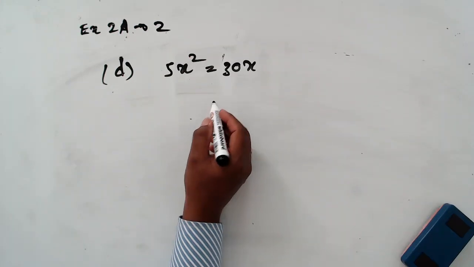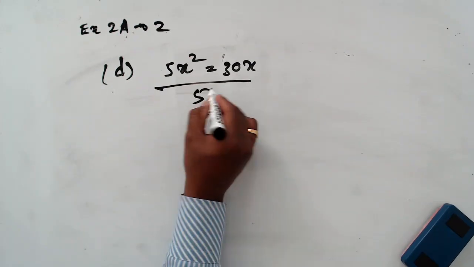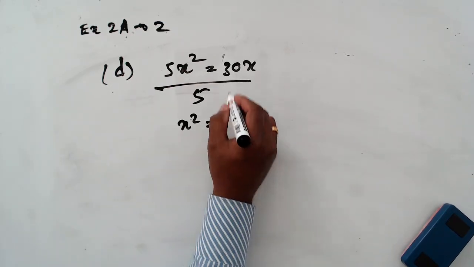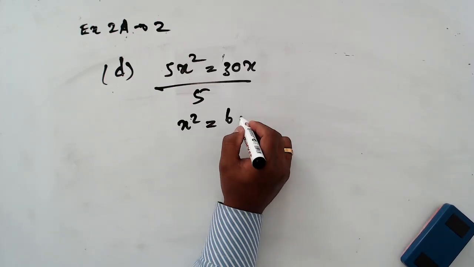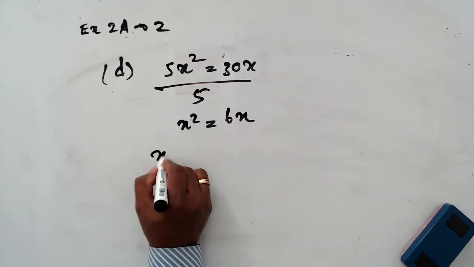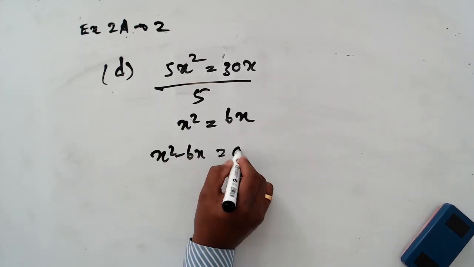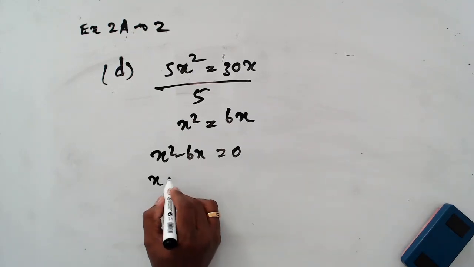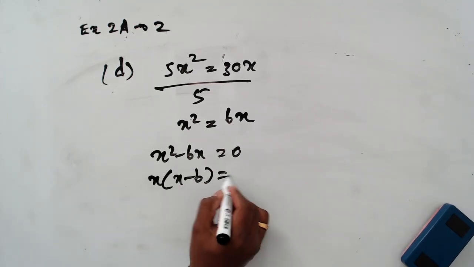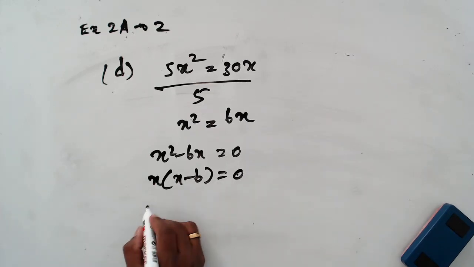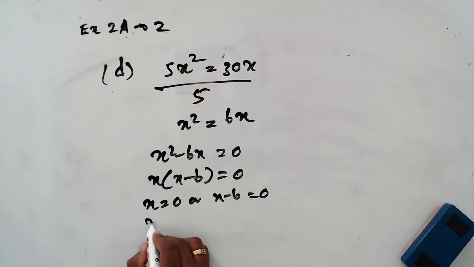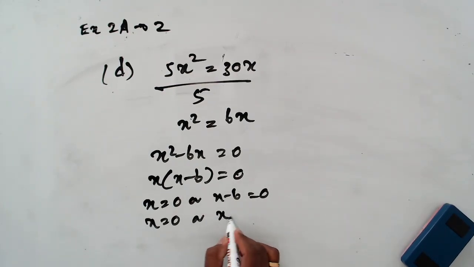In this sum, I'll divide both sides by 5. So this is going to be x square and this is going to be 6x. So x square minus 6x equal 0. Then x minus 6 equals 0. x equals 0 or x minus 6 equals 0. x equals 0 or x equals 6.